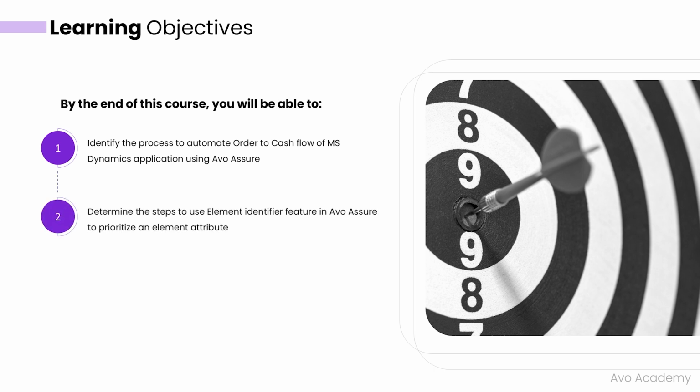Determine the steps to using the element identifier feature of Avo Assure to prioritize an element attribute during execution. List the best practices for automating MS Dynamics applications with Avo Assure.